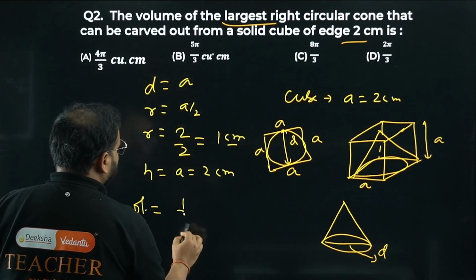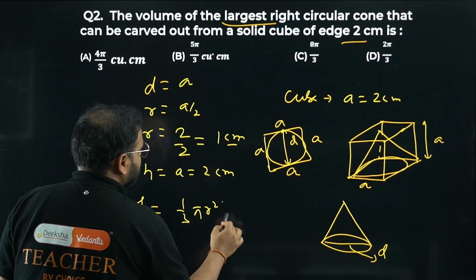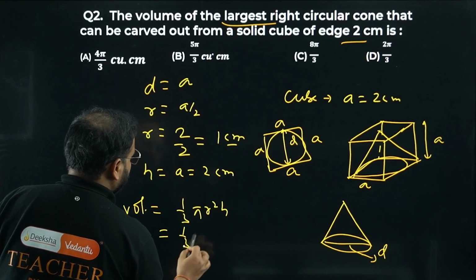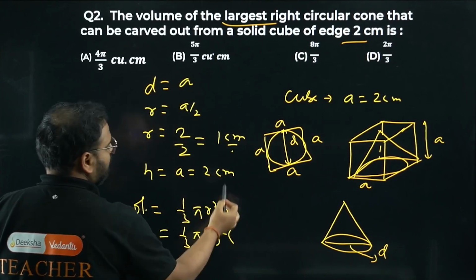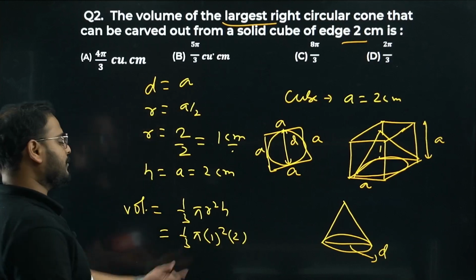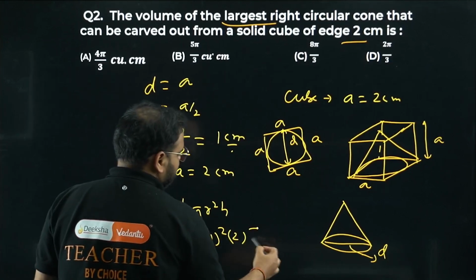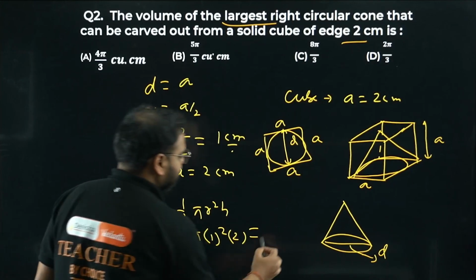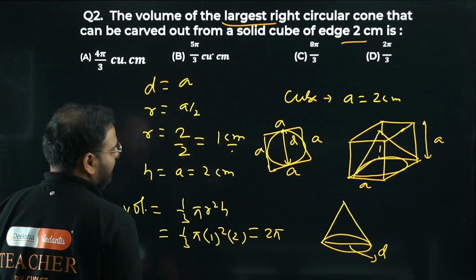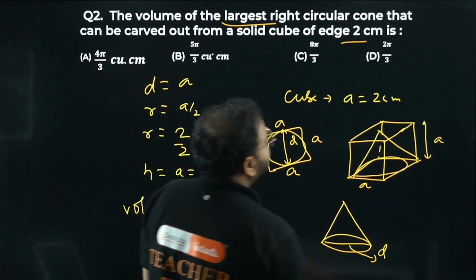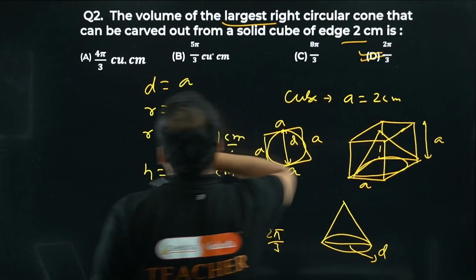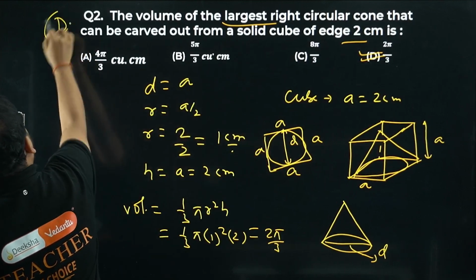What is volume? 1 by 3 pi R square H. Check this out. 1 by 3 pi. What is R? 1. So 1 square into H? 2. How much is the answer? 2 into 1, 2 pi. Pi is there, so 2 pi by 3. It's a volume, right? So cubic centimeter. Answer is option number D.